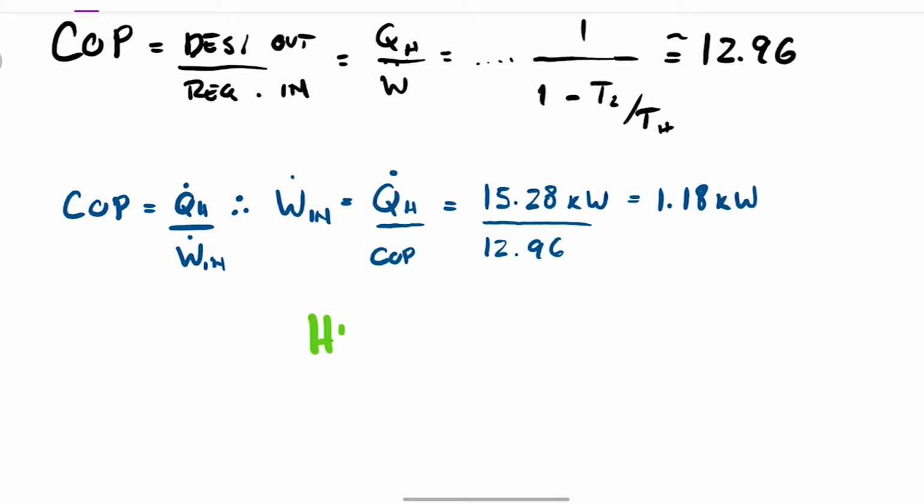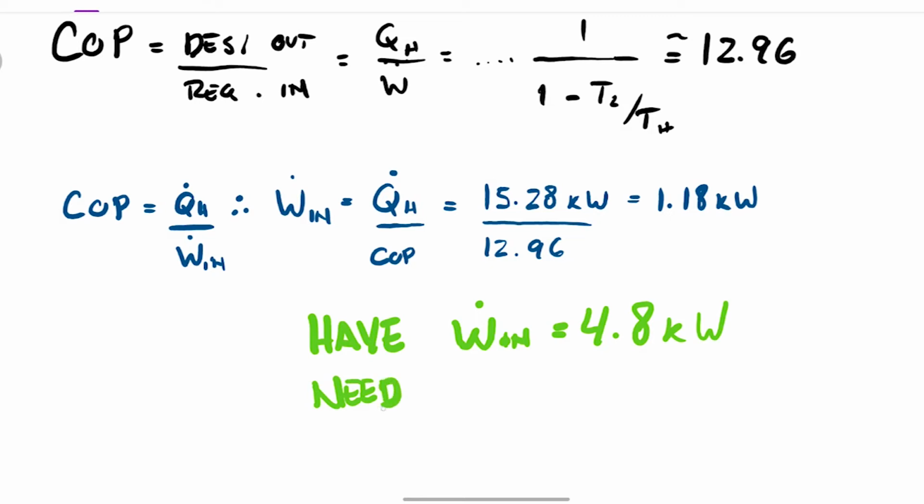I have a heat pump that operates at 4.8 kilowatts, but I need one that only operates at 1.18 kilowatts. Okay, so note that I have an overpowered heat pump. We can think of it that way, right?